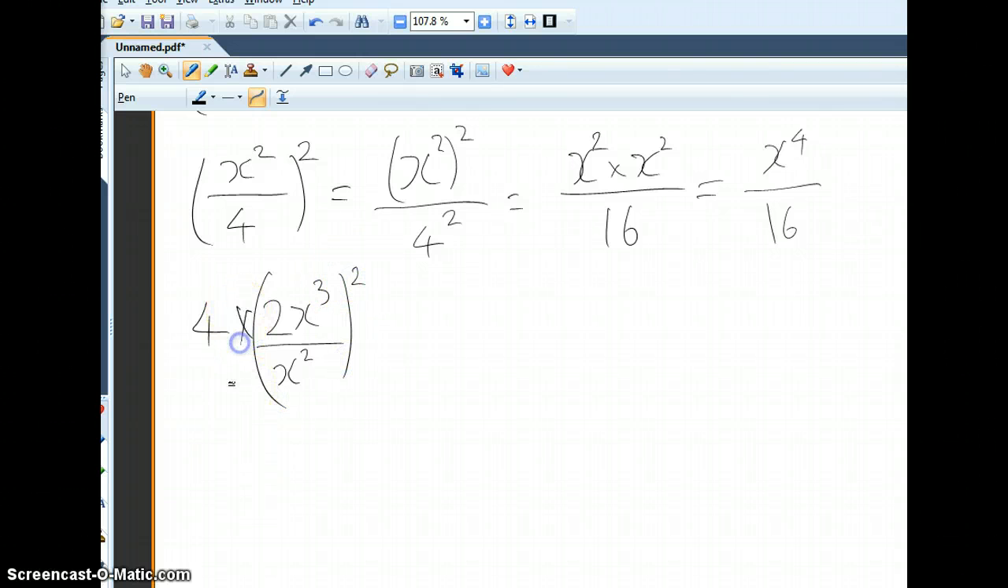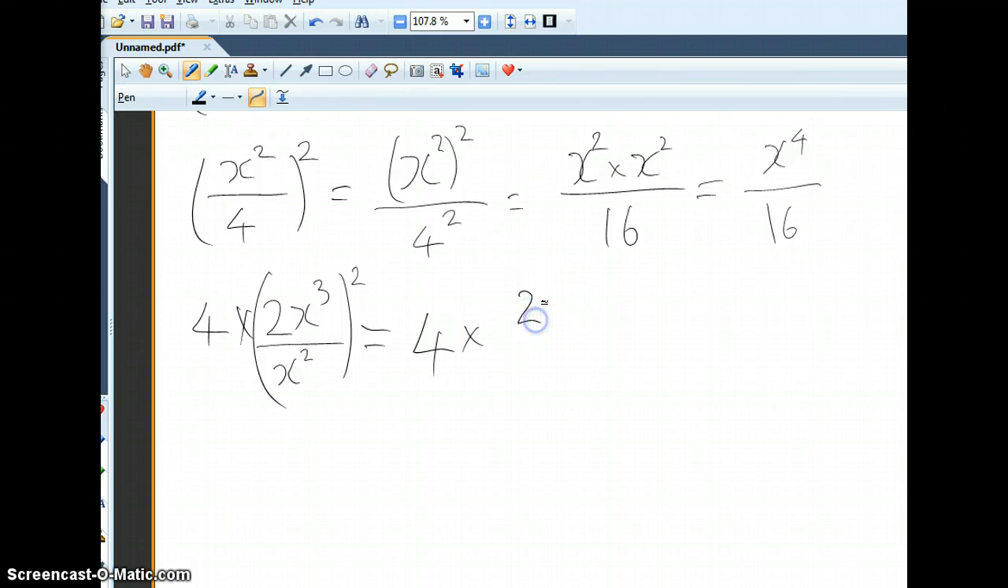Okay, so we've got 4 times that bracket. A little bit more difficult. BEDMAS tells us to work with brackets first, then E stands for exponents, which is another word for powers. So we're going to work with what's inside the bracket, but we're first of all going to square what's inside the bracket. So the 4 gets a free ride. Don't touch the 4 just yet.